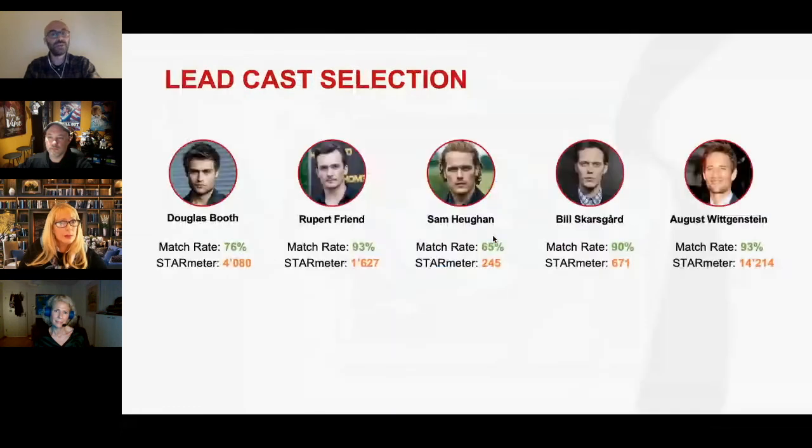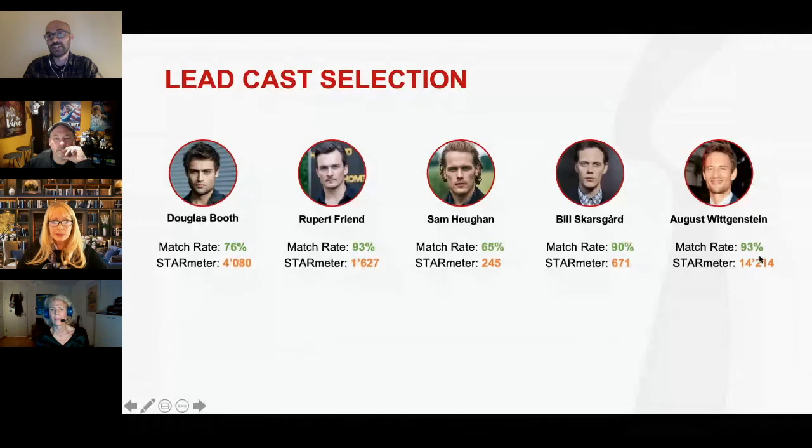And from that, now we can go think about some potential cast from these possible actors. Here we have put some actors that has been proposed by producer. One thing you can see here, we have already put the AI match rates, the ones in green. We have also put their popularity star meters from IMDb. You see we have the actors like Sam Hogan having a very low match rate by our system, 65%, but star meter is very high. So in terms of popularity, it is very strong. But then we have also the actors like August Wittgenstein with very high match rates, 93%, and very lower star meter, like 14,000. And something with a combination, Rupert Friend, 93% match rate, and also very well star meter, 1,627.